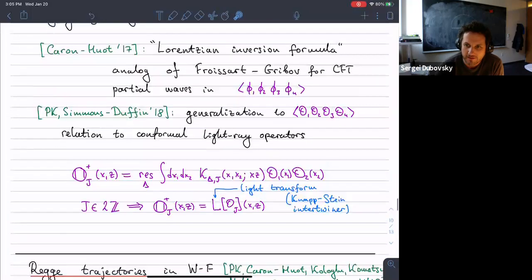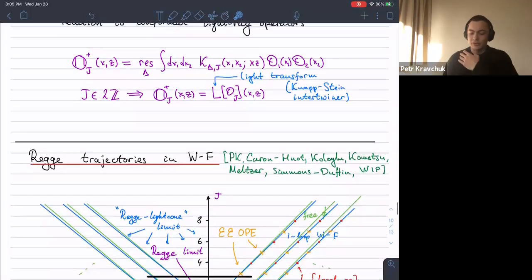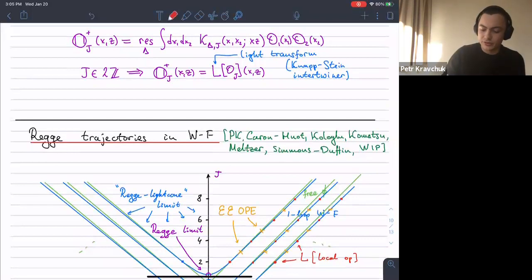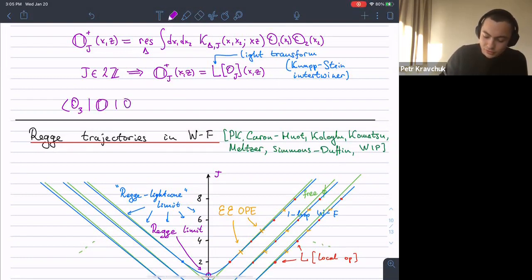Right, so maybe I can give a bit more technical detail here just to answer this question. What is known is that, let's focus on a matrix element. You have some operator, let's call it O3, and then you have the light-ray operator here, and then O4.